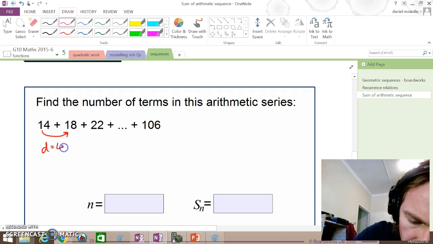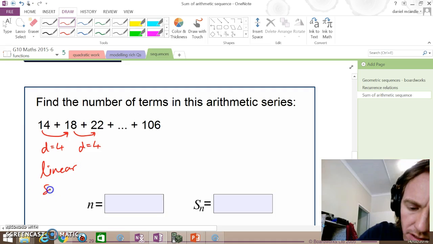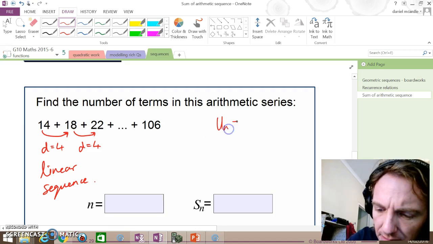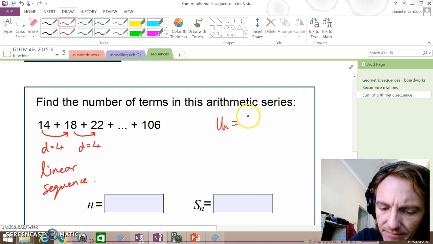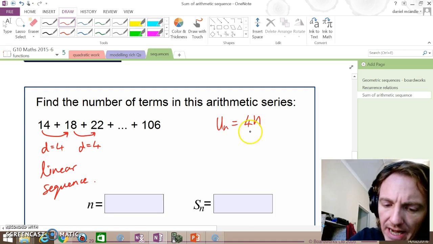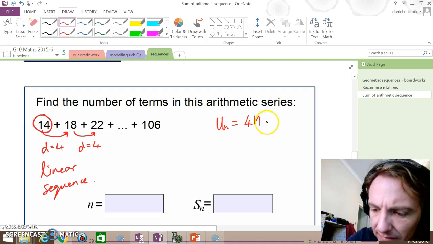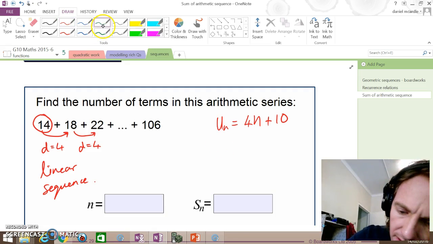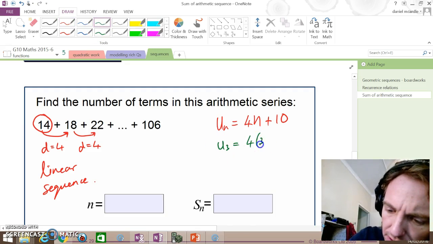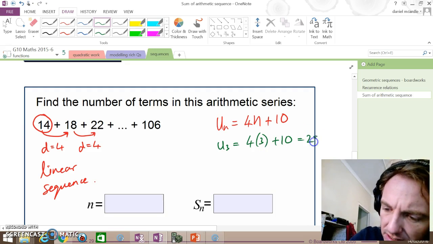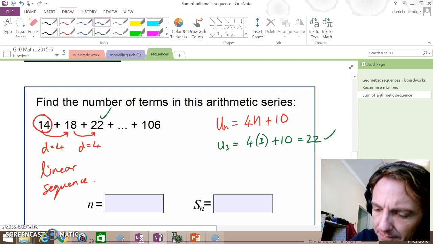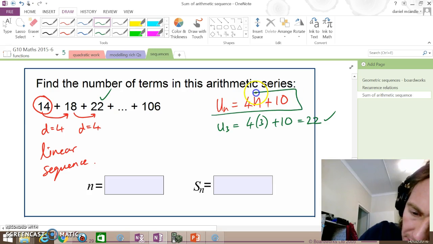So we've got d equals 4, and again d equals 4, so it's definitely a linear sequence, or an arithmetic sequence. So for the formula for the nth term, remember we always take the difference and multiply it by n, so we get 4n, and then when n is 1, we want to have the value of 14, so we have to add 10. Let's check that works. U3 should be 4 times 3 plus 10, which should be 22. Yeah, it's 22.